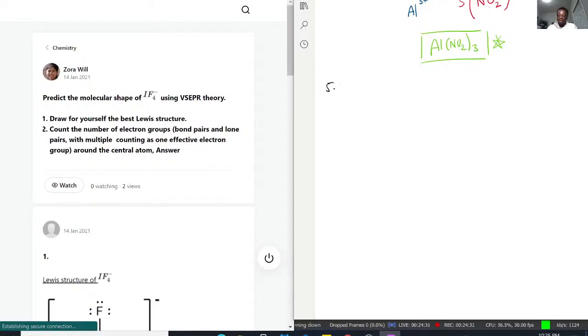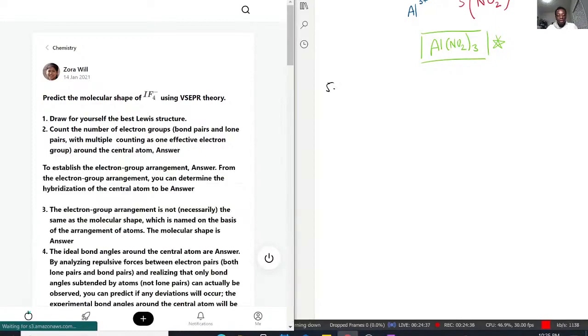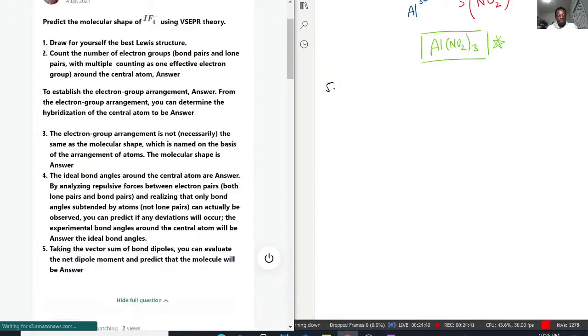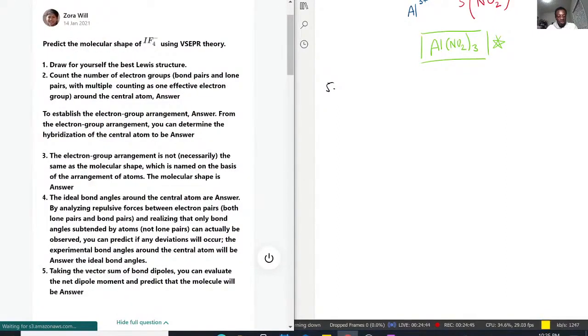We have to predict the molecular shape of IF4 using VSEPR theory, and we want to answer all these questions in order to do that after we predict the molecular shape of IF4. So we're going to first, let me just do this actually, give me a second.